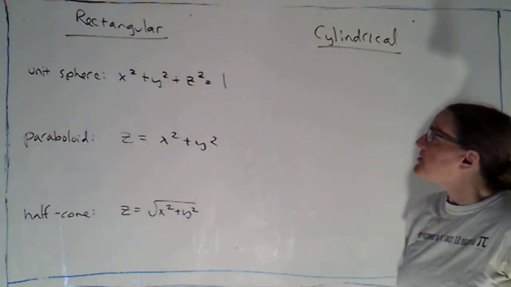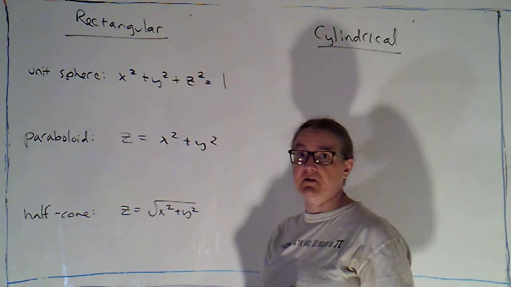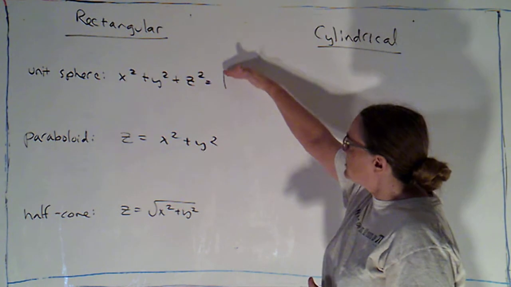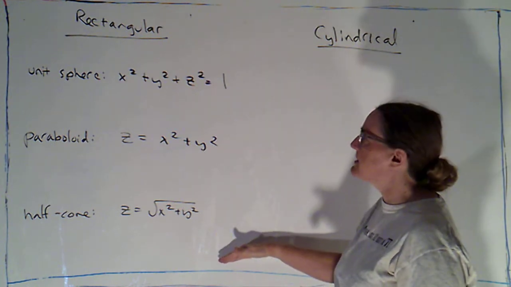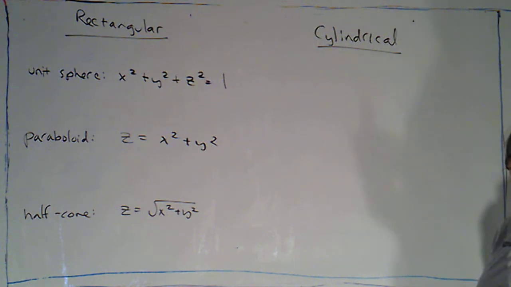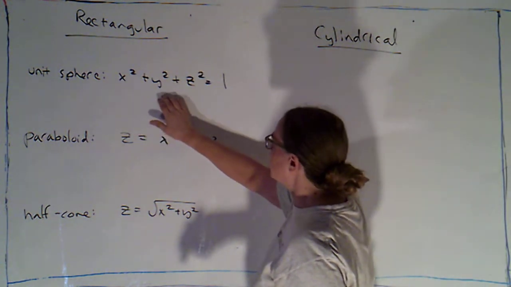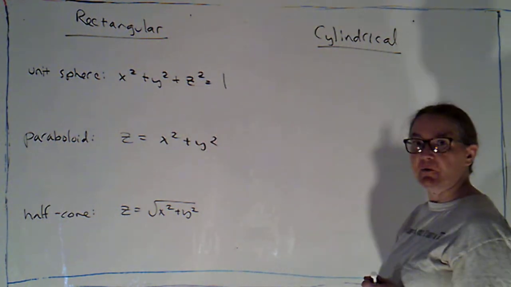Okay, so in this video I want to talk about some surfaces that are not constant surfaces, but I've given you some equations for some familiar surfaces in rectangular coordinates, and I want to just convert those over to cylindrical coordinates. Okay, so the unit sphere I know is just x squared plus y squared plus z squared equals 1.